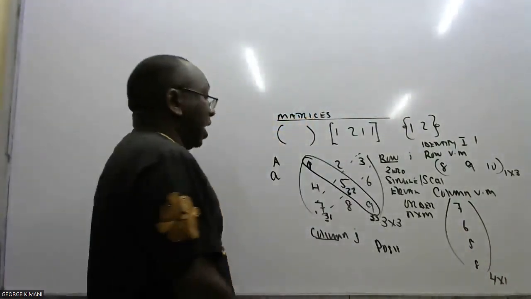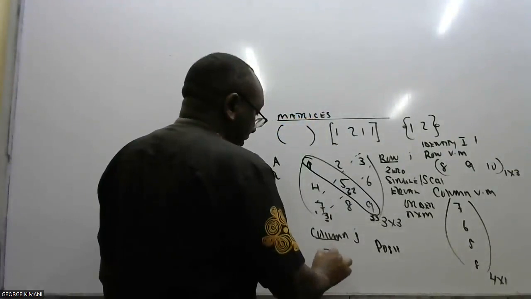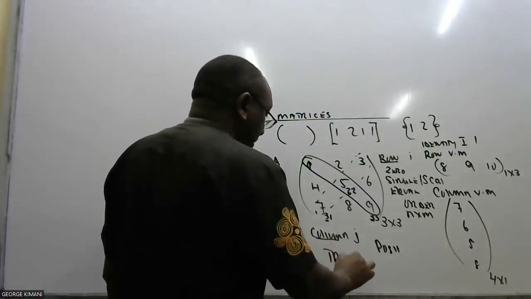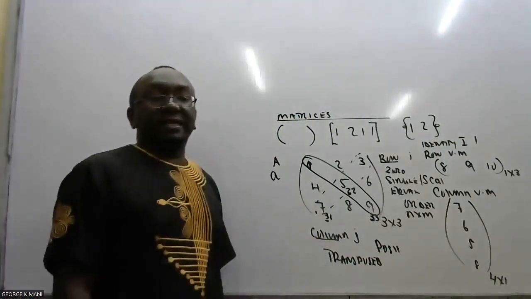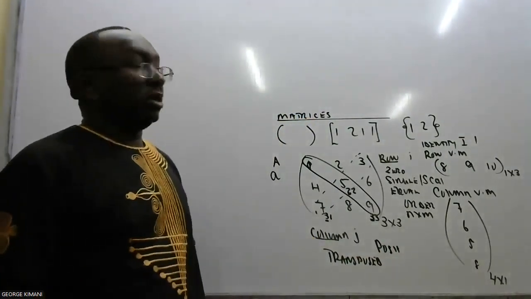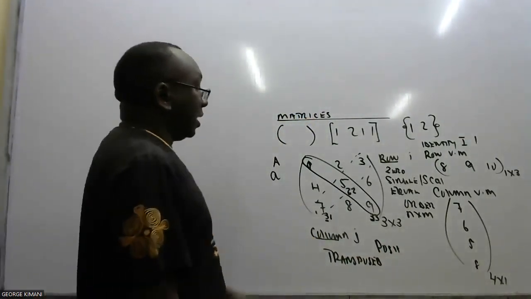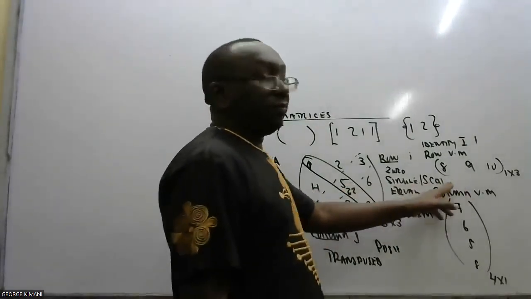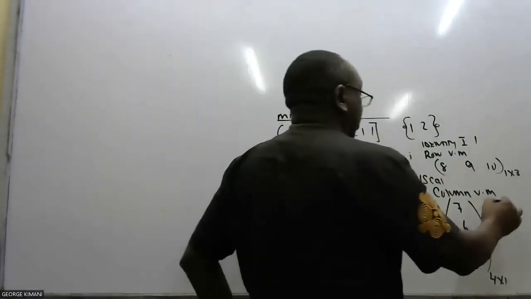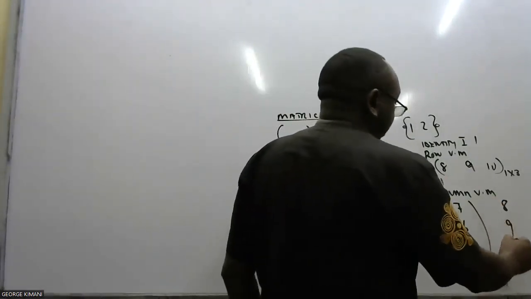The other one that we have is called transposed matrix. Now, a transposed matrix is a matrix whose rows and columns have been interchanged. Like now, this one, or even this one, if you are to transpose this, instead of now being like this, it will be like this: 8, 9, 10.